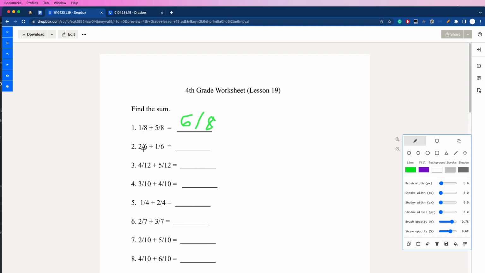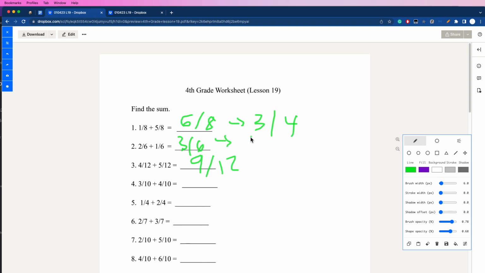Number two, 2/6 plus 1/6 should equal 3/6. Number three, 4/12 plus 5/12 should equal 9/12. You can also simplify these fractions, so divide these both by 2, you get 3/4.